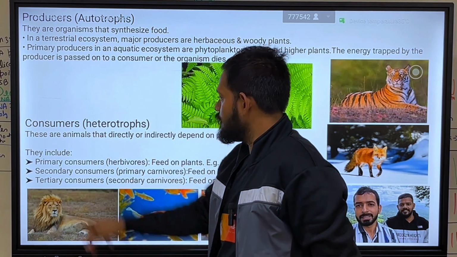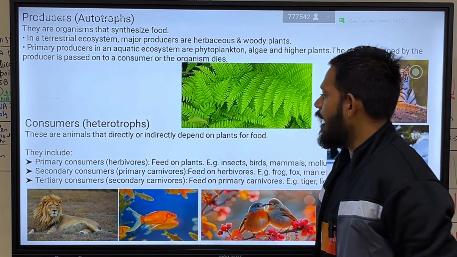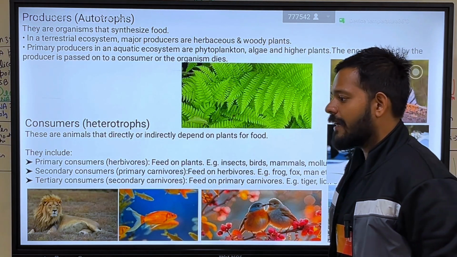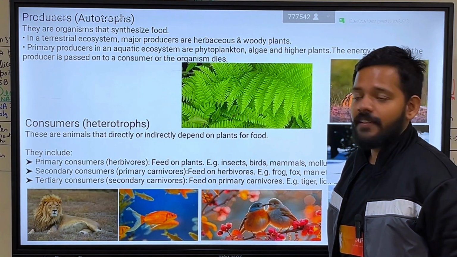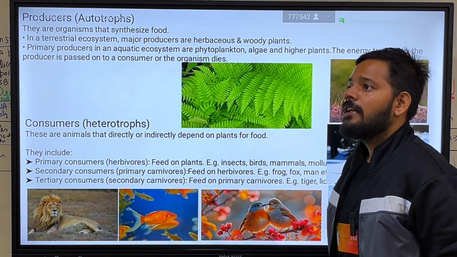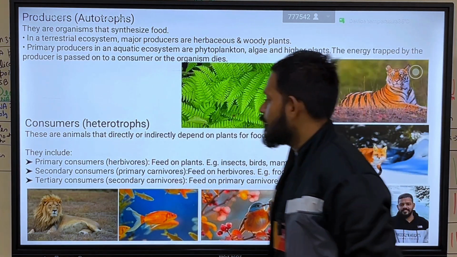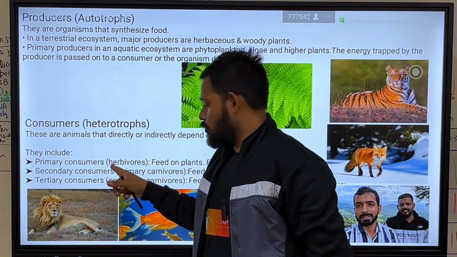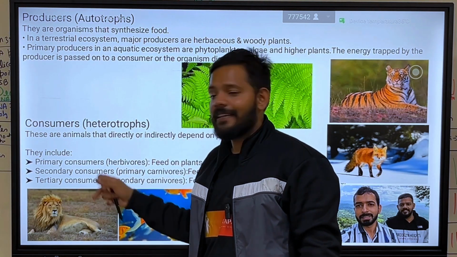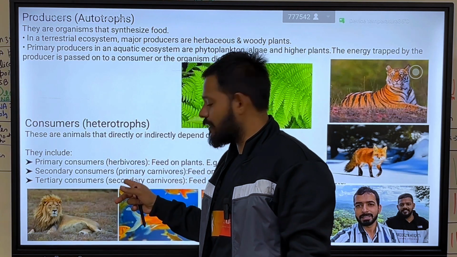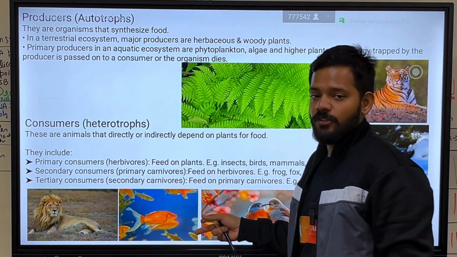Next, consumers, heterotrophs. These are the animals that directly or indirectly depend on the plant for food. Directly means they go directly and eat the plant, or indirectly means they will wait and take the product of the plant. So it includes three things: primary consumer, which is your herbivores; secondary consumer, that is your primary carnivores; and tertiary consumer, that is your secondary carnivores.